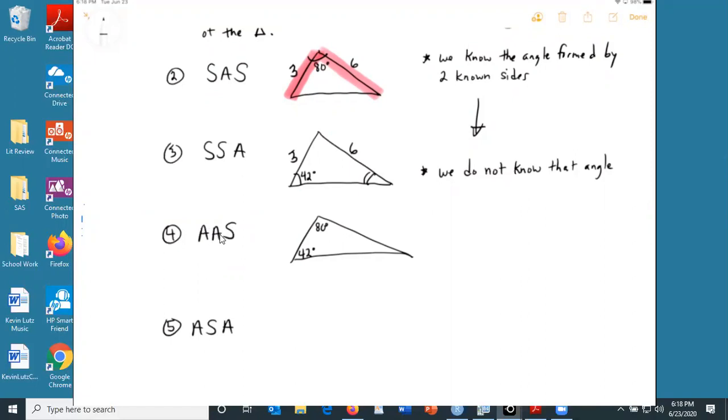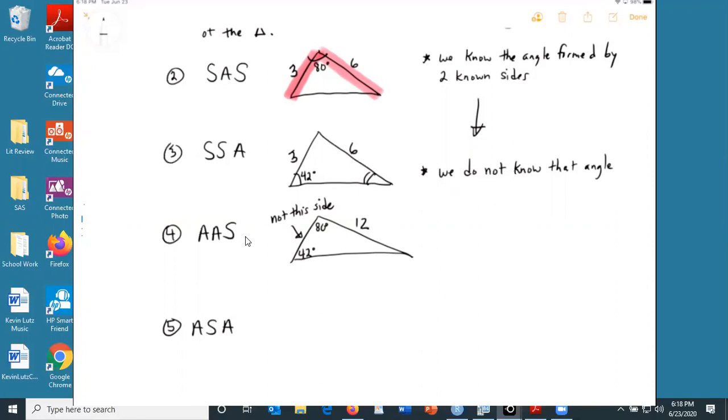So notice the S is not between the two A's, S is to the side of the two angles. So the only side you won't use is this one, but it's one of the other two. So it could be this one. Let's say it's of length 12. That's what angle, angle, side looks like.